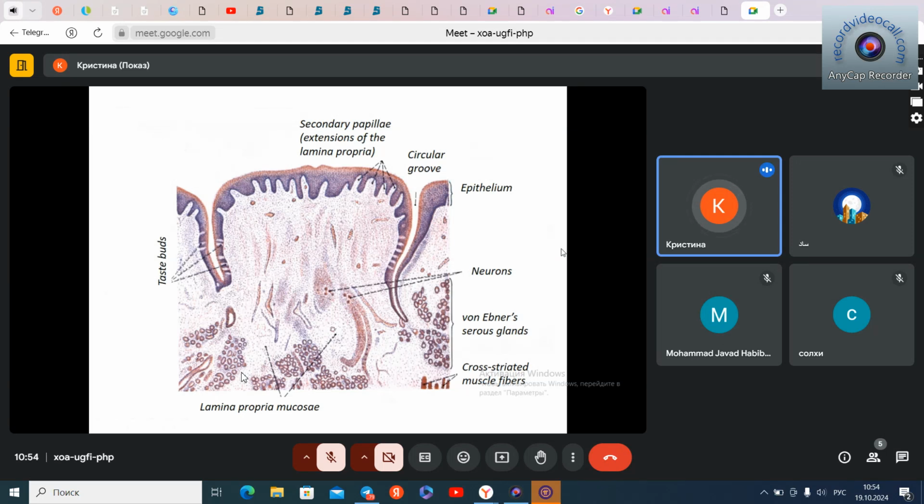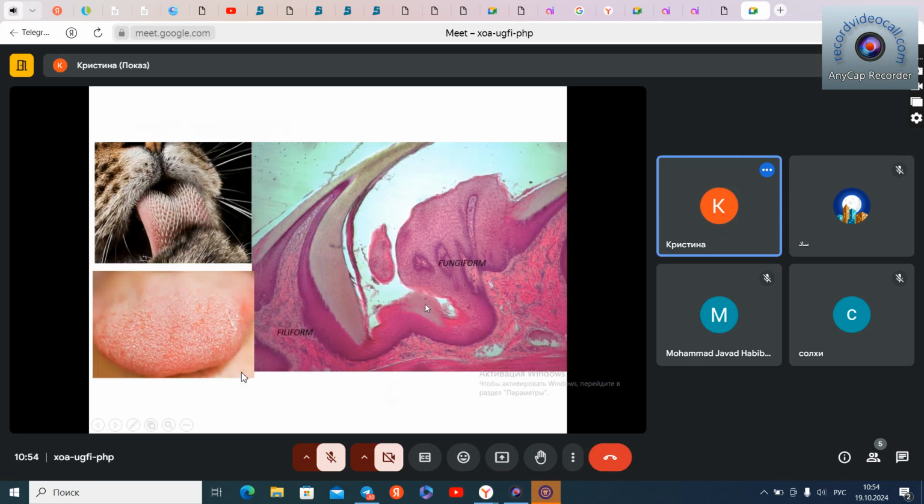Another example of the circumvallate papilla: primary papilla, secondary papillae, taste buds on the side wall. The circular groove is the space between the papilla and surrounding tissue, and into this groove the duct of the von Ebner glands leads. Von Ebner's serous glands.